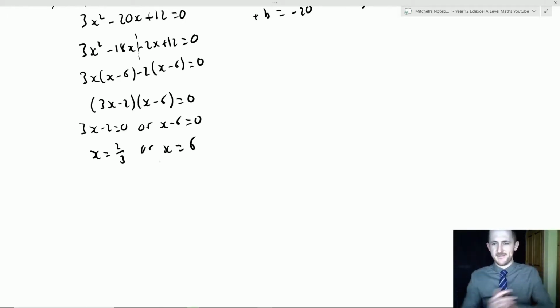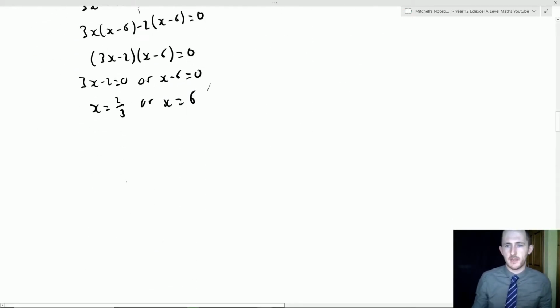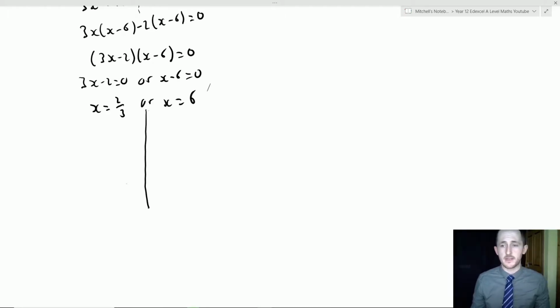Oh boy! So what we want to do now, the difference with quadratic simultaneous equations, is I've found all of the answers for x. I now need to find all the values for y. Now, because x is squared, it has two solutions. And y is squared as well, which means it has two solutions. So I'm going to draw a line going down, and we're going to see what the y value is if x is 2/3, and what the y value is when x is 6.